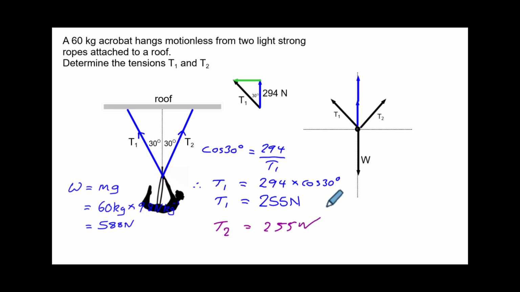Resolve the two vertical components of the tensions and realise that those two vertical components of the tensions added up must give you the value for the weight force acting downwards. And then we can go to one simple triangle and solve it with trigonometry to get our answers for the tension.